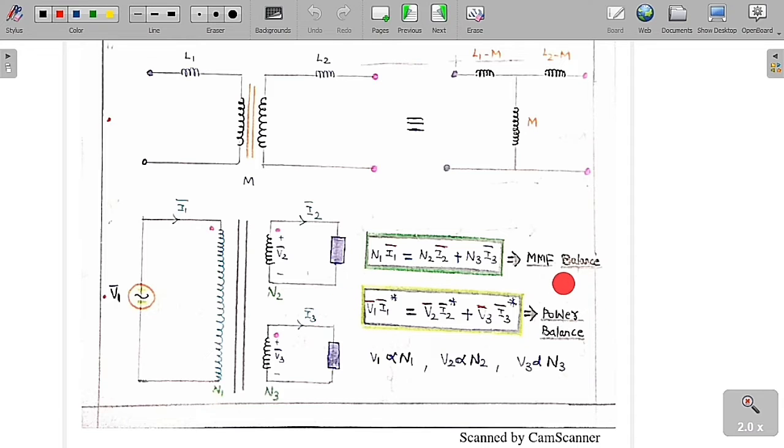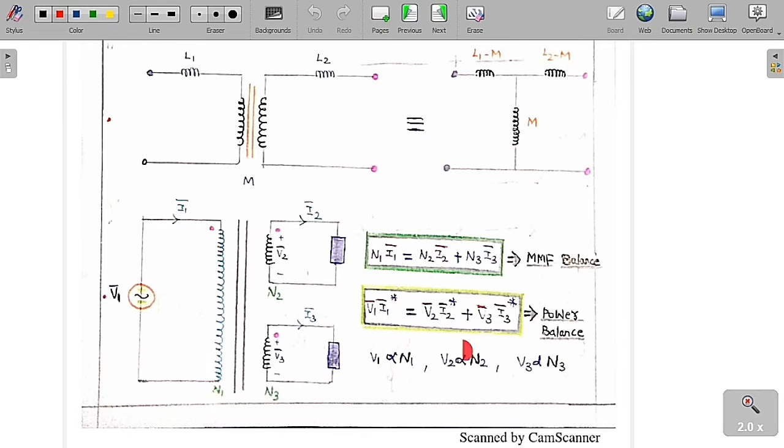This is called the MMF balance equation. This one is producing, these are consuming. So the overall production is equal to the overall consumption: N1 I1 is equal to N2 I2 plus N3 I3. Now, as I have already told you, if the number of turns increases, the voltage also increases. So V1 is directly proportional to N1, V2 is directly proportional to N2, and V3 is directly proportional to N3. So replace N1 by V1, N2 by V2, N3 by V3.